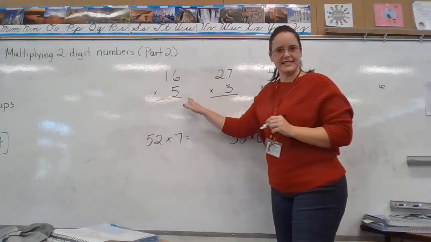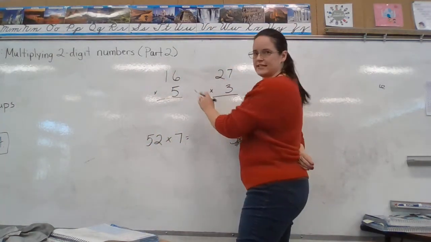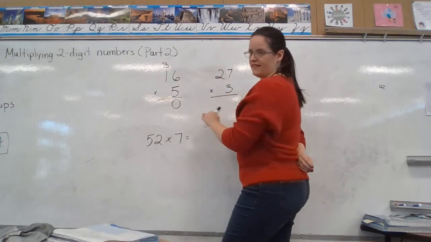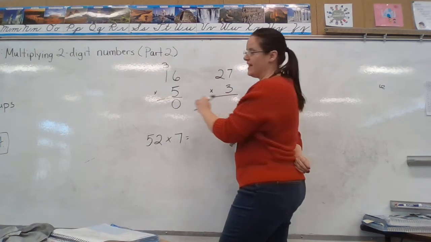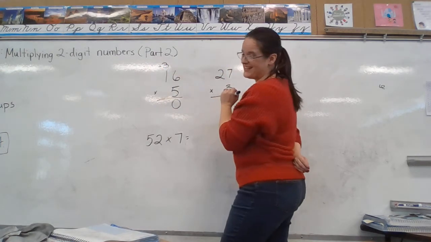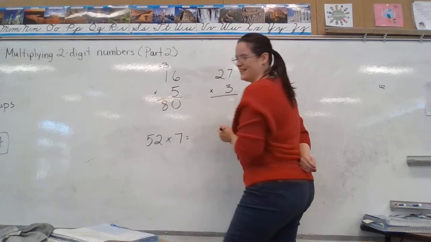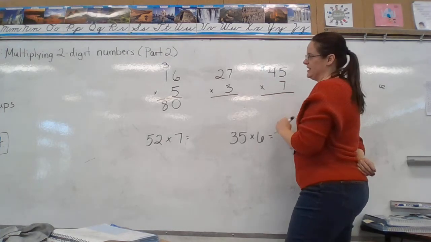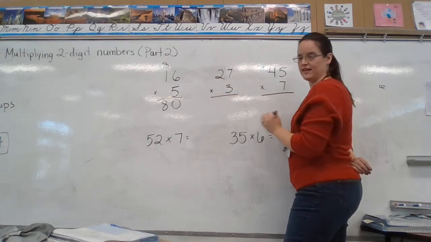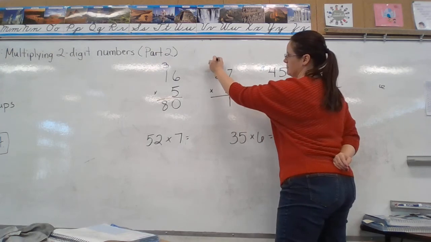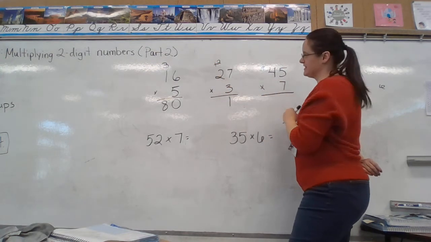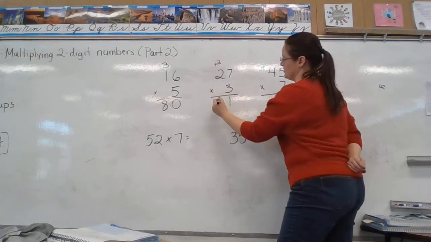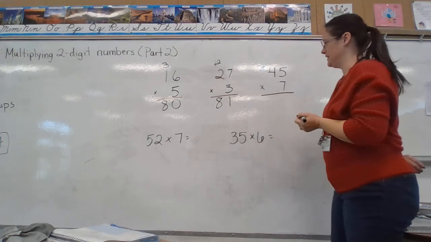Okay, let's start with 16 times 5. 6 times 5 gives me 30. Then 5 times 1 is 5. Oh, I forgot my plus. Plus 3 is 8 for an answer of 80. 27 times 3. 7 times 3 is 21. Carry my plus 2 over there to the tens. 3 times 2 is 6. Plus 2 is 8 for an answer of 81.